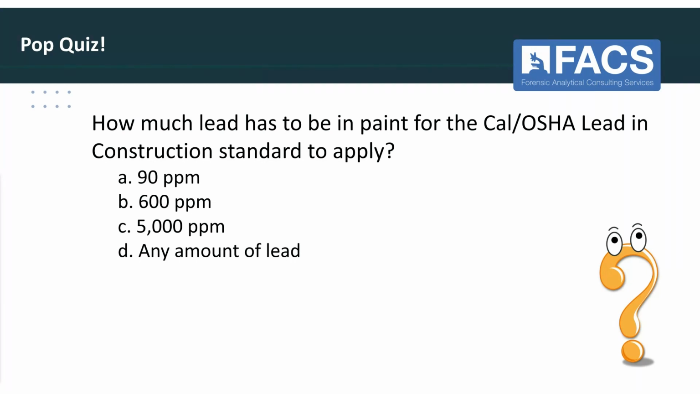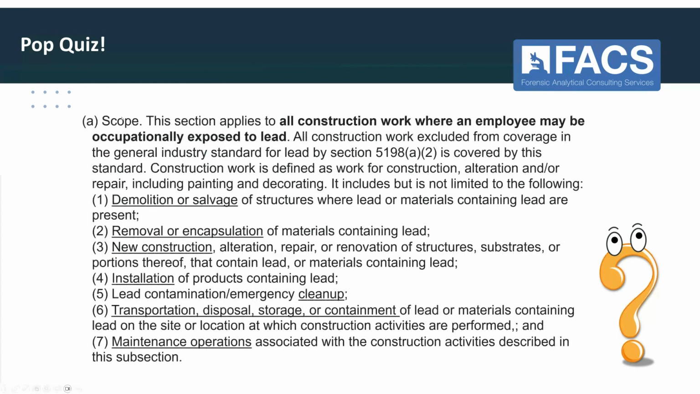You can see this section applies to all construction work where an employee may be occupationally exposed to lead. And they go on to define some of those areas where that exposure might occur: during demolition or salvage, during removal or encapsulation of materials that contain lead, new construction, very clear here, installation of products that contain lead, cleanup of lead contamination, transport, disposal, storage, and also maintenance operations. So anywhere that you have an employee that may be occupationally exposed to lead, some part of this standard applies.